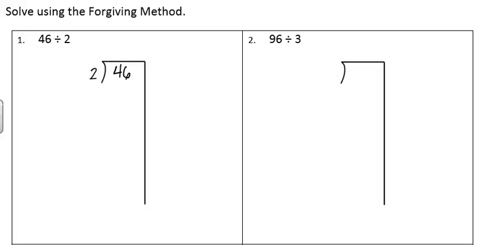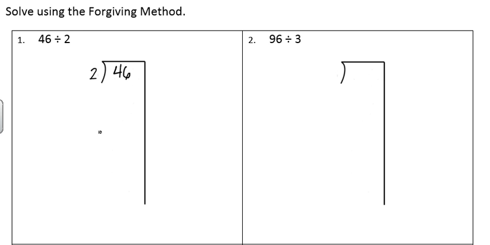This tutorial is for 4th grade, Module 3, Lesson 18. In this lesson, we're going to use the forgiving method of division. The forgiving method is different than the standard algorithm, which the students will be expected to master by 6th grade. In the forgiving method, we set up our problem the same way as in a standard algorithm.